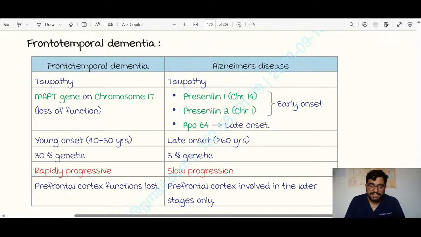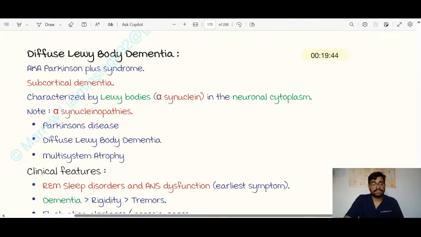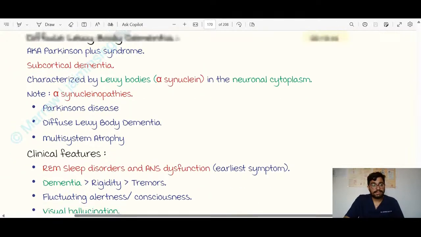One of the interesting things I would like to discuss about Alzheimer's disease: one of the great politicians, Atal Bihari Vajpayee, was suffering from Alzheimer's disease. So it is very important for an old patient, and very much for a doctor.